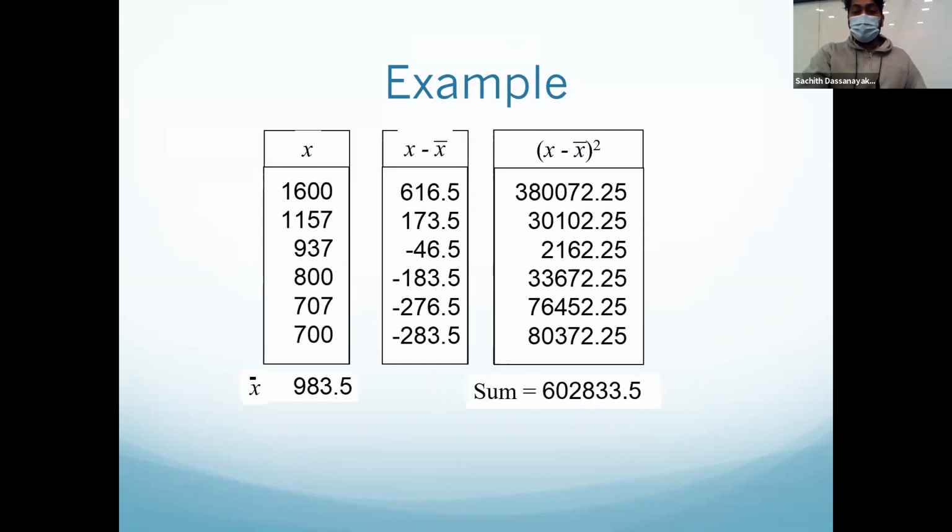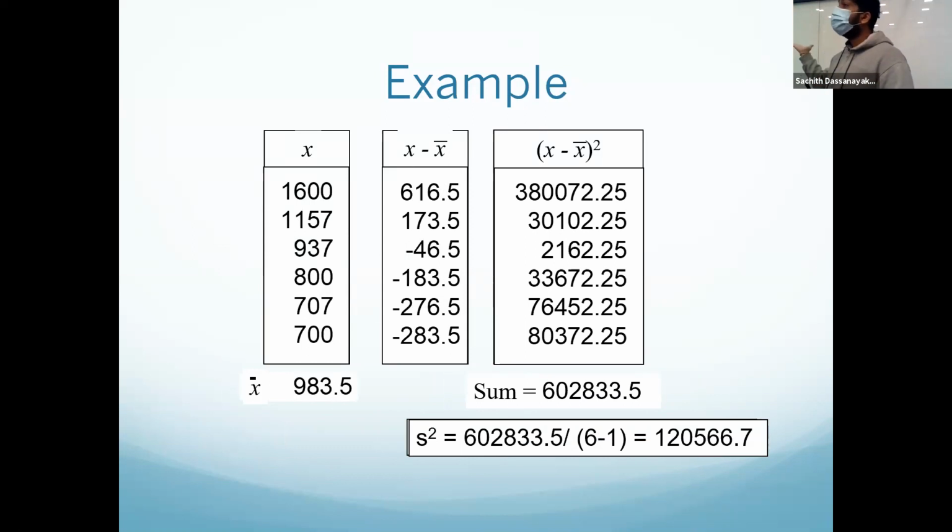Now you have what you need. So from top to bottom, get the sum. So the total sum is going to be this one. Then plug the values into that equation. S squared equals the summation of (xi minus x bar) squared divided by n minus 1. N is here, n is 6, so n minus 1 is 5. So you can get the variance. Once you need to find the standard deviation, take the square root of S squared.